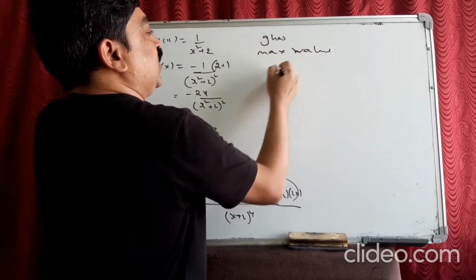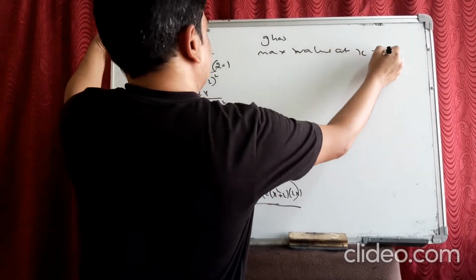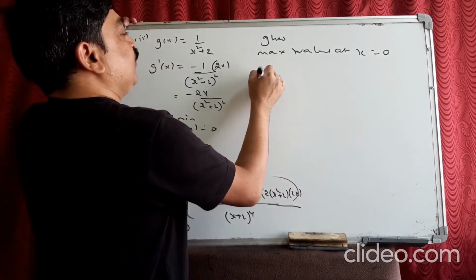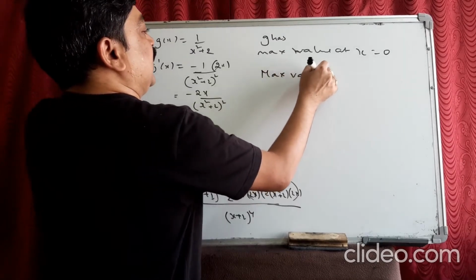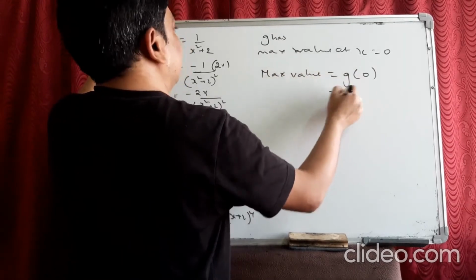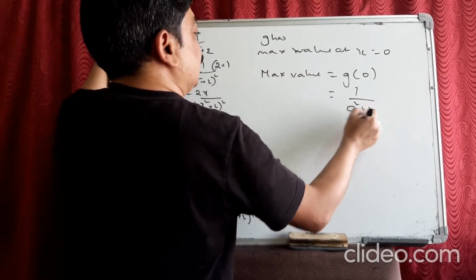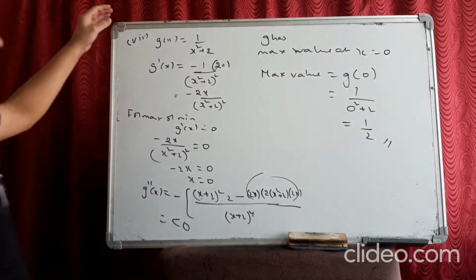Maximum value, and what is that at x equal to 0? What is that maximum value? Maximum value is nothing but g of 0, the main function. 0 square plus 2, it is 1 by 2.